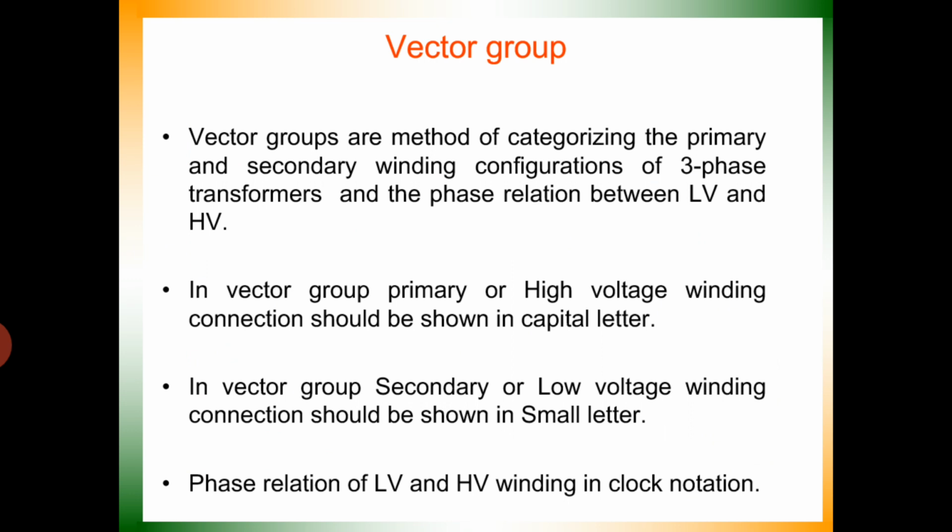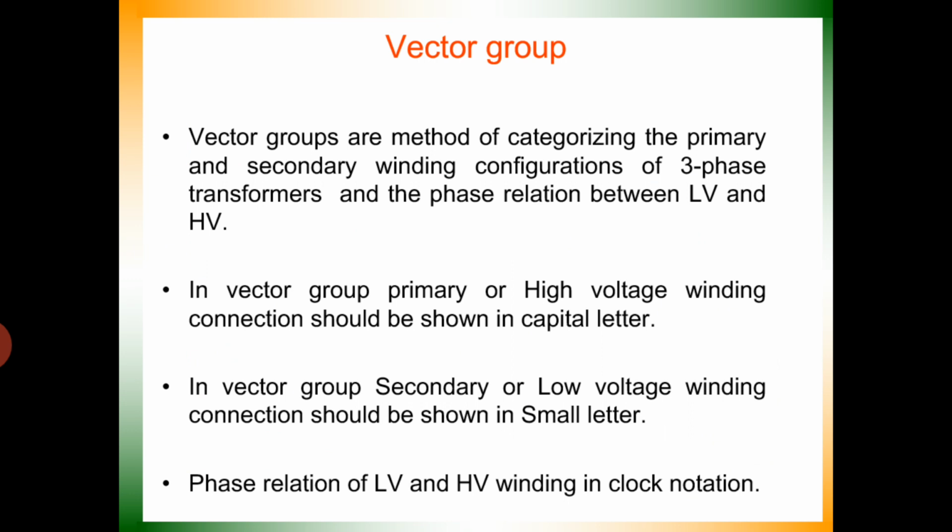So we already discussed the importance of the vector group. The vector group can easily identify our primary and secondary winding, or which winding is low voltage and high voltage. Also by using that vector group, it can easily identify the phase displacement between low voltage and high voltage winding. So in vector group, for example, consider the first notation YY0.